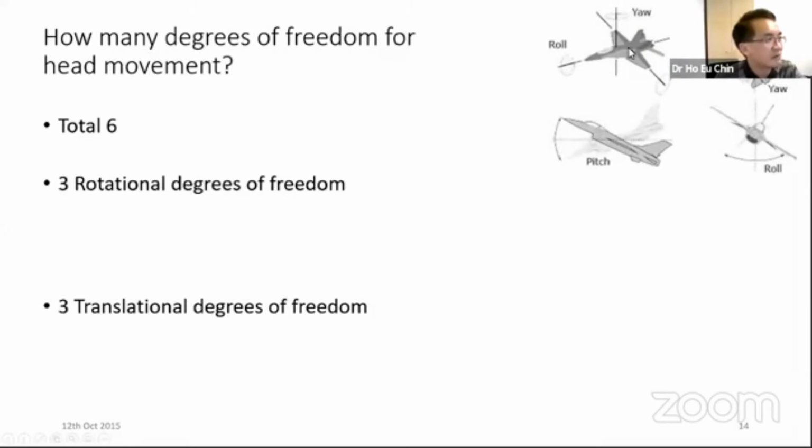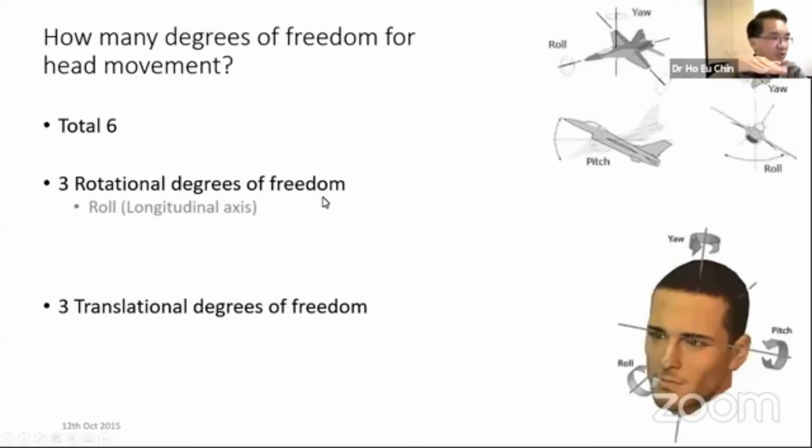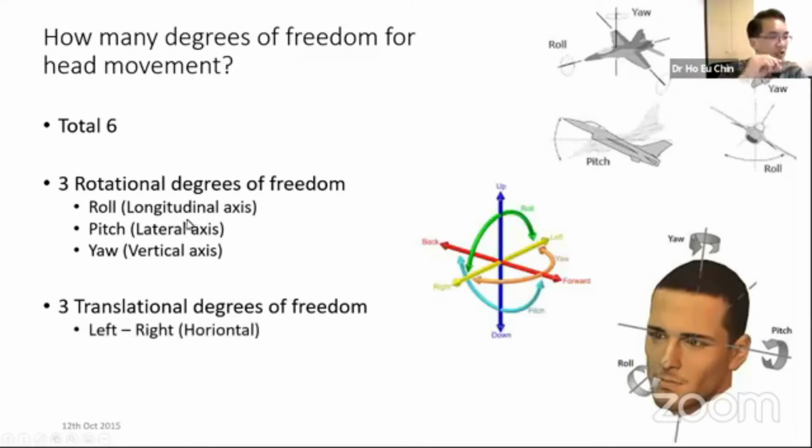And this is a diagram of what the aeroplane can do, right? When it rotates, there are actually 3 directions you can rotate. So it can roll, it can pitch, and it can also yaw, which is like this. Translation, so rotational means in a circle, and translational means in a straight line, linear, okay?